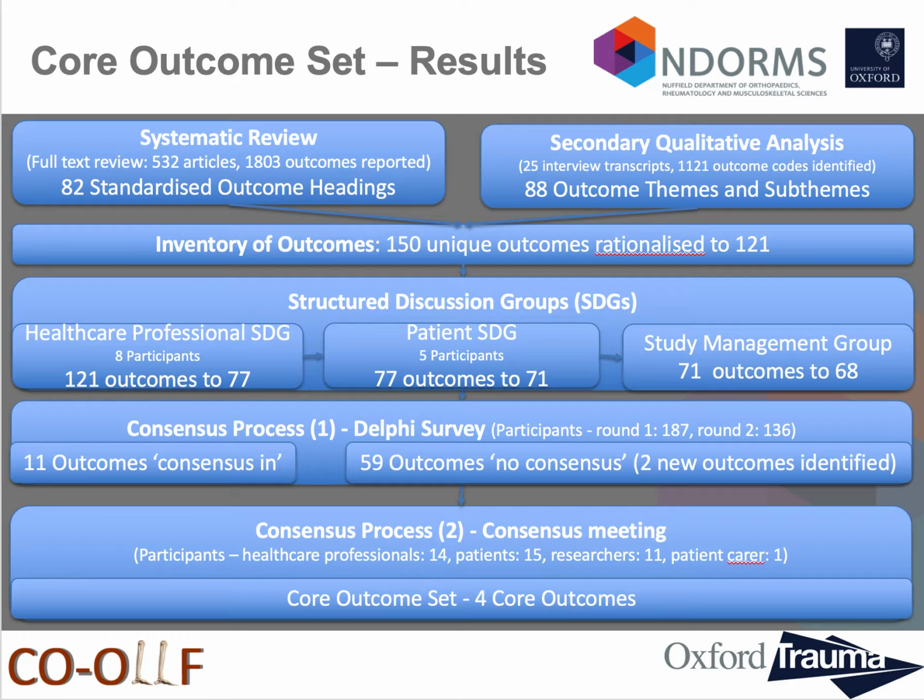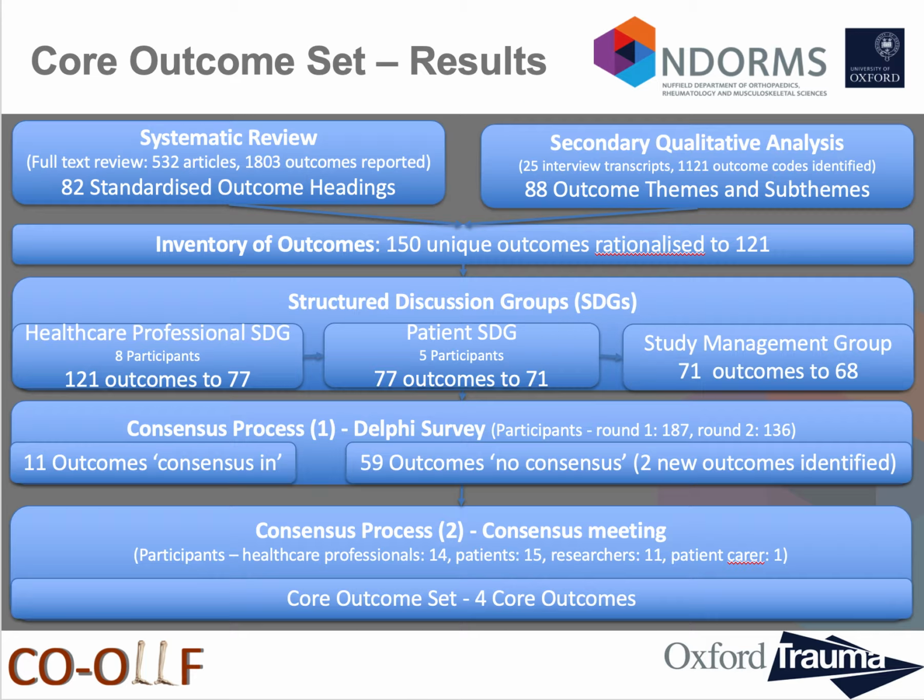Candidate core outcomes were identified by systematic review on outcome reporting in published literature. 82 outcome headings were identified. A secondary thematic analysis of 25 in-depth patient interview transcripts exploring the lived experience of recovery following injury was undertaken to identify 88 outcome themes. Patient and healthcare professional structured discussion groups and a study management group were used to rationalise and reduce 150 outcomes to 68 candidate outcomes for consensus.